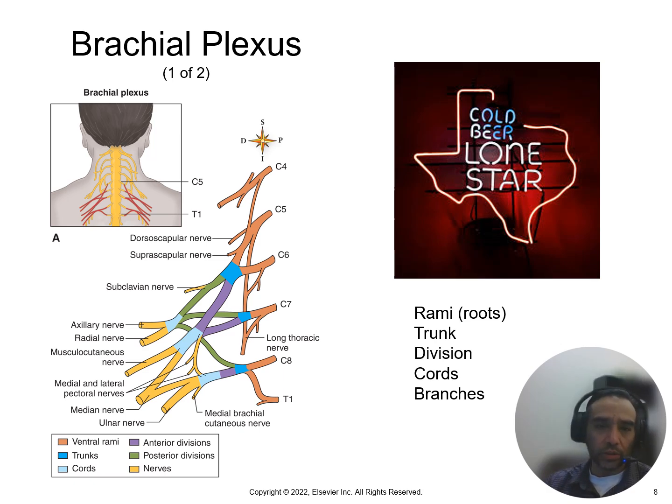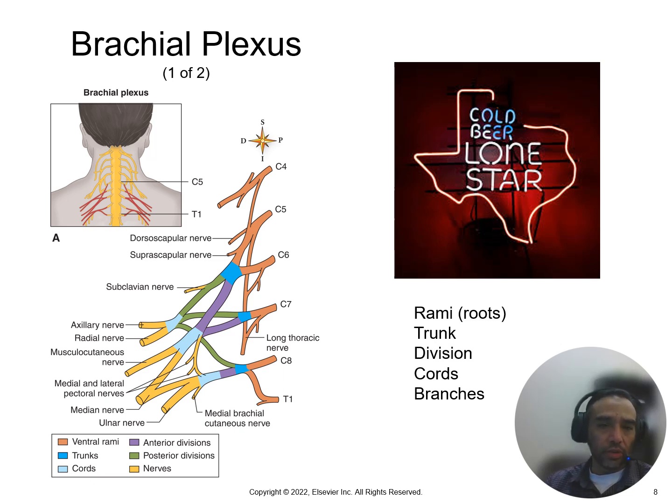Then we have the next section, which is the trunks. These 5 roots merge to form 3 trunks. There's an upper, middle, and lower trunk. The upper trunk is formed by the union of C5 and C6 roots. The middle trunk is a continuation of the C7 root, and the lower trunk is formed by the union of C8 and T1 roots. This was a pretty big deal to memorize in gross anatomy. It wasn't just memorizing a diagram, though. We had to actually find the structure in the cadavers.